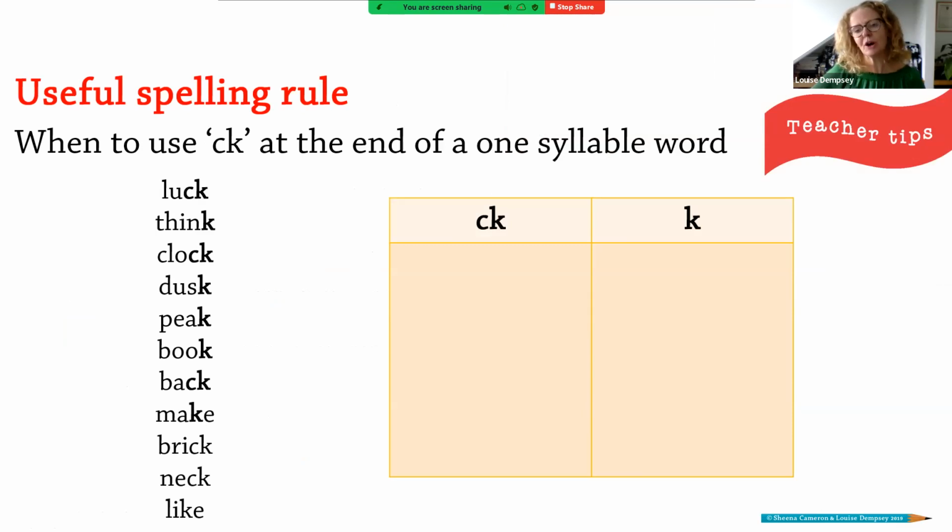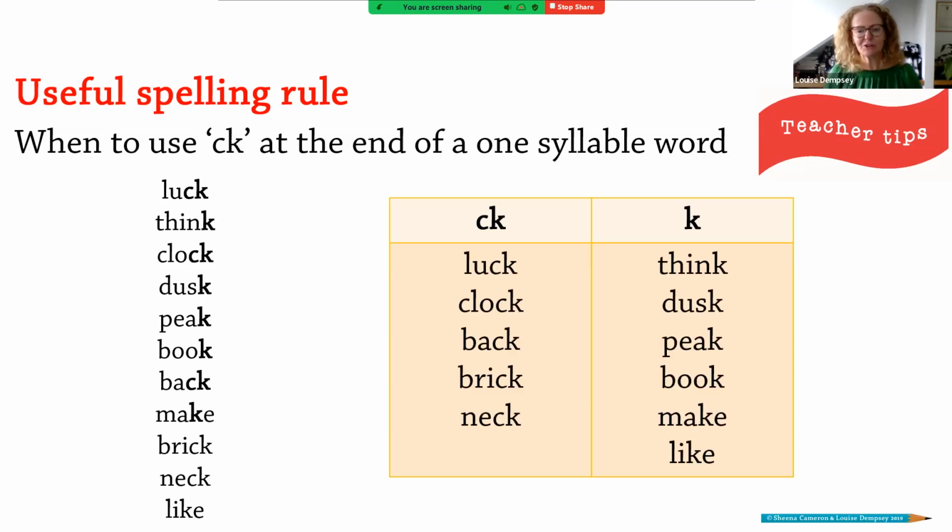So here's an example of a mini lesson you could do around when to use CK and when to use K at the end of words. I give kids a whole list of words, some that have the CK, some that have the K, and the first thing I do is get them to sort them into which ones have CK on the end and which ones have K. You might want to pause the video for a moment and quickly add those words to the right category. So hopefully your list looks like my list.